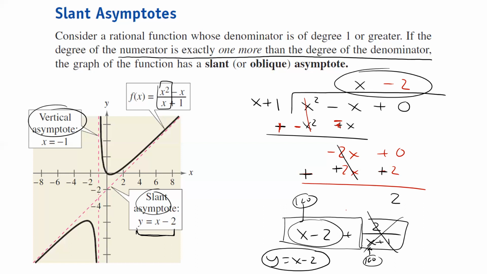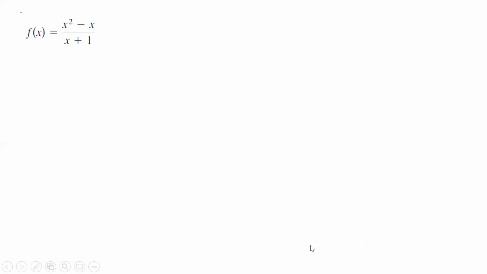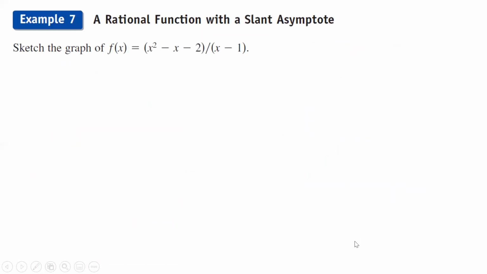Good? Okay, let's try one real quick here. Sketch the graph, and I bet you it's going to have a slant asymptote.